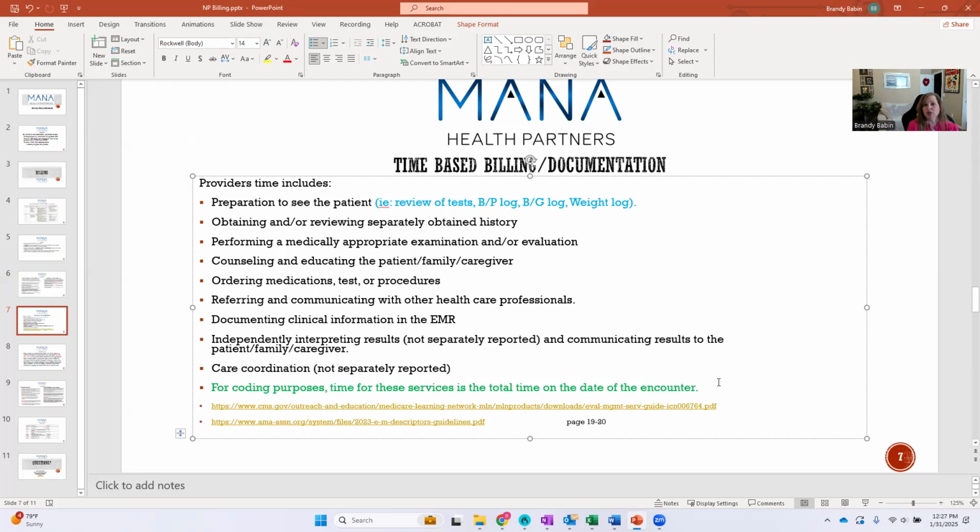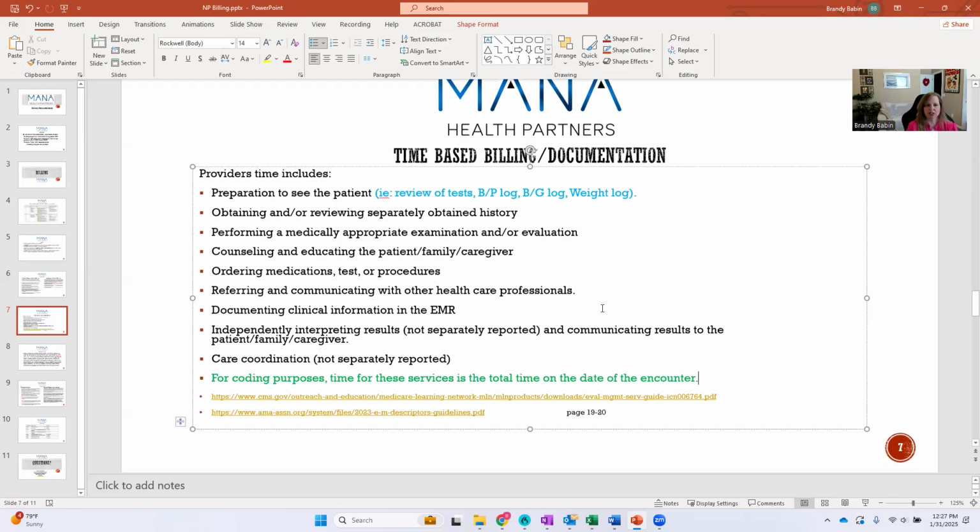That's why we're using time-based documentation, because if we hit a 45-minute visit, then we get to take credit for that. Now, this isn't if you're slower or faster than anyone. This is an average. So if you're a little bit slower than most nurse practitioners, it's got to be what is the average for providers like ourselves.